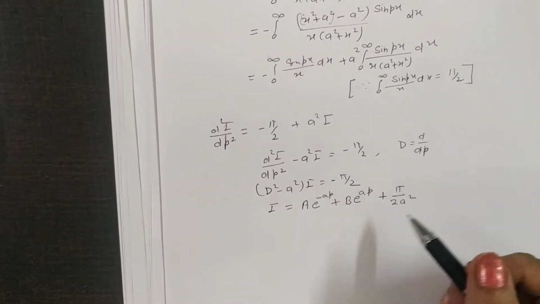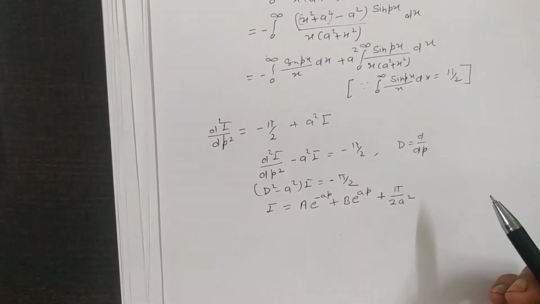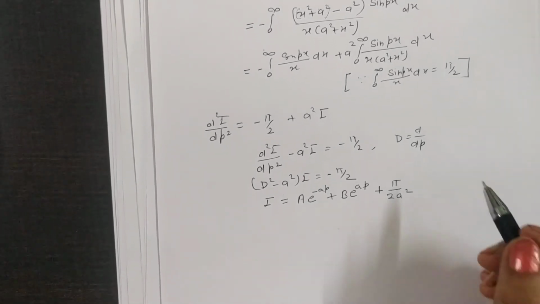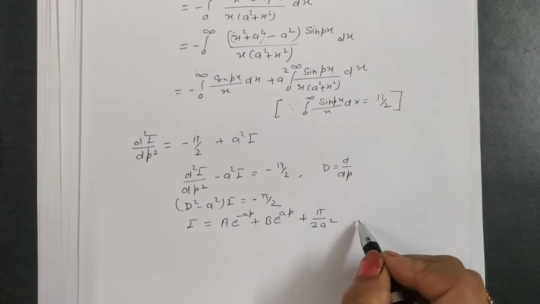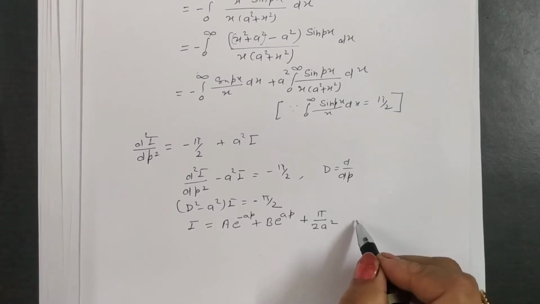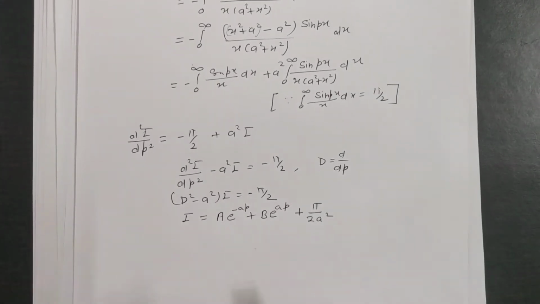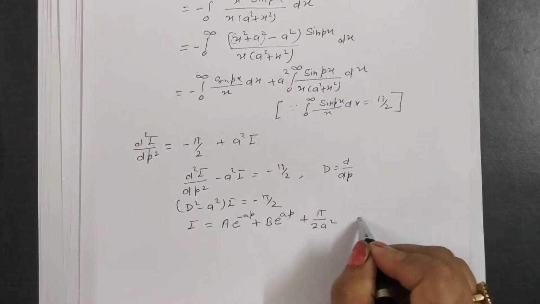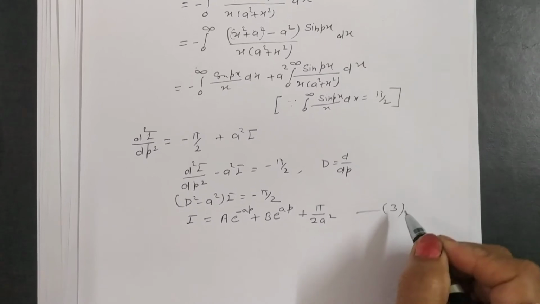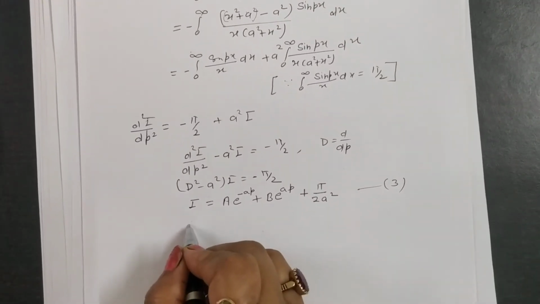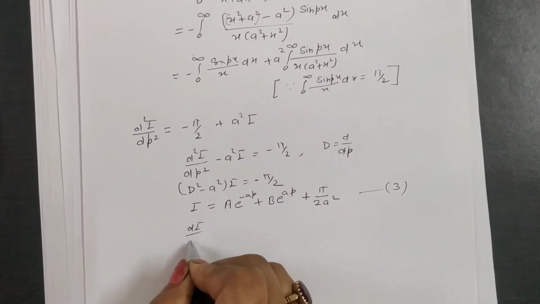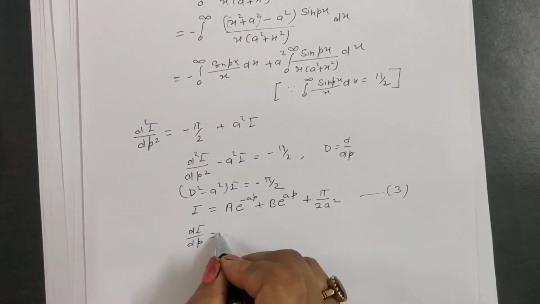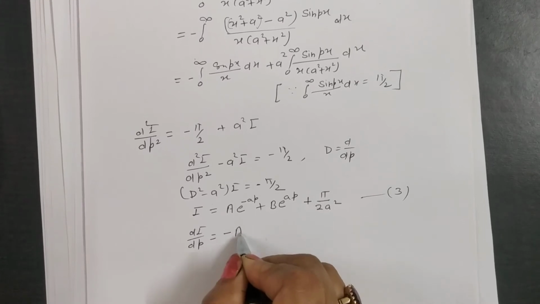Yes, minus of a is here, so you get pi by 2a square. Okay, let us call this equation 3. Differentiating this, dI by dp, you get minus a e to the power minus ap plus b e to the power ap.